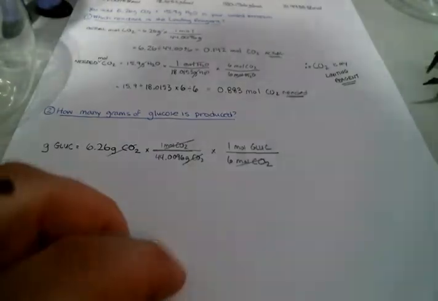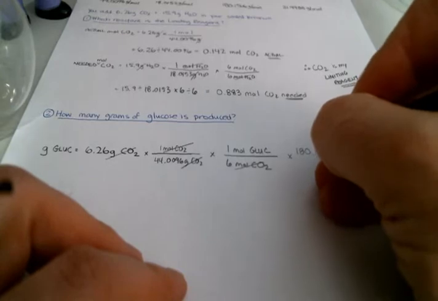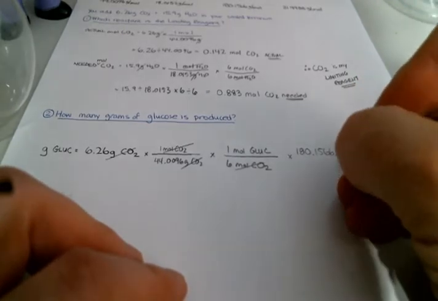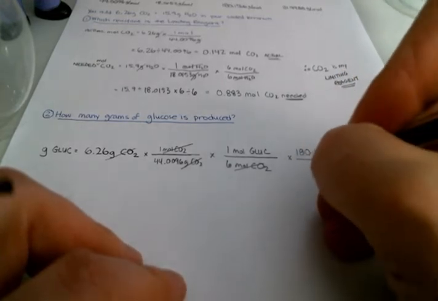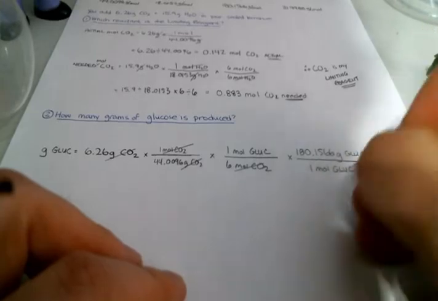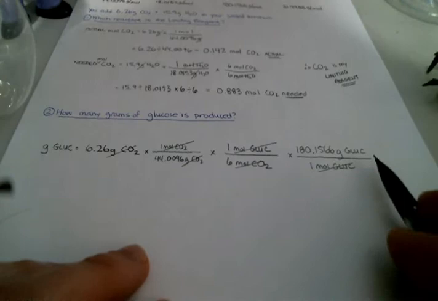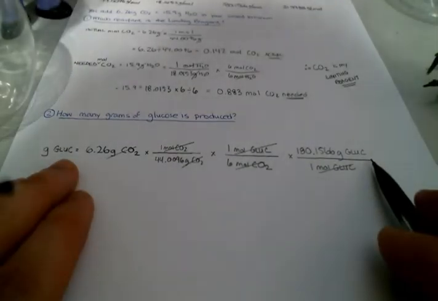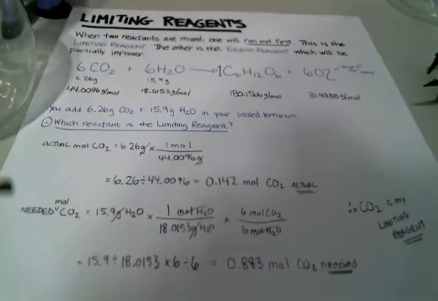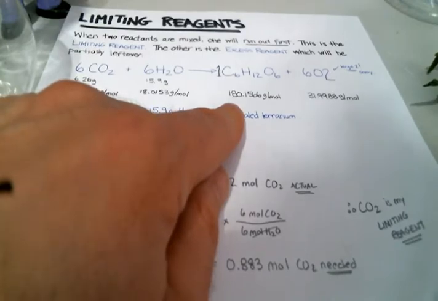Now the last step is we want grams of glucose, so it's a good chance to use the molar mass of glucose, which is quite large, 180.1566 grams of glucose per 1 mole of glucose. Again, those will cancel out, leaving us with grams of glucose, which is the quantity I wanted to begin with. That's how you know your question is done. And again, the molar mass of glucose comes from right here, 180.1566.